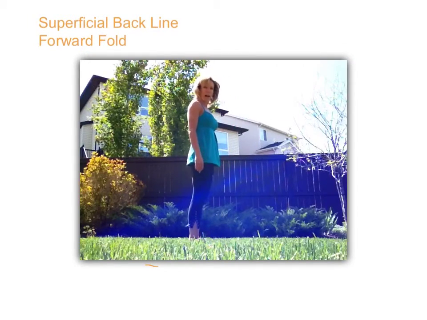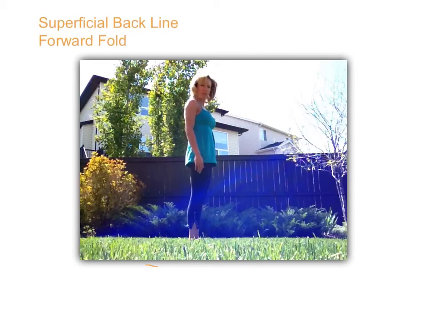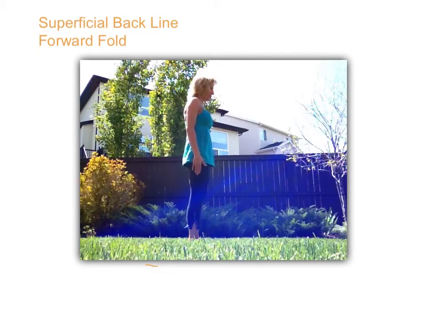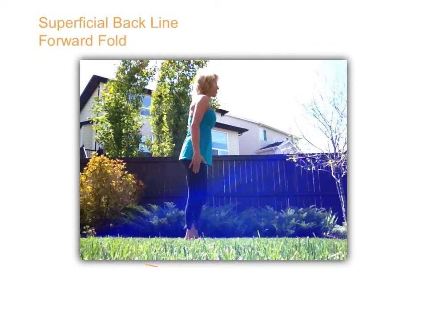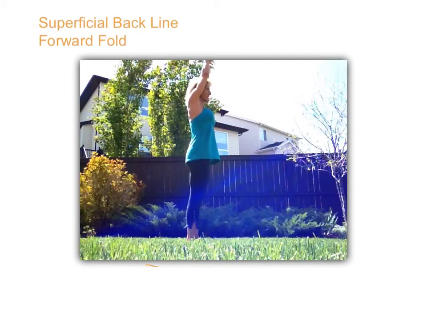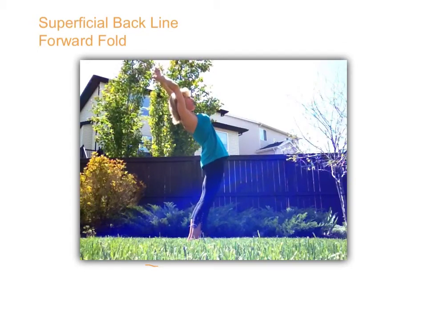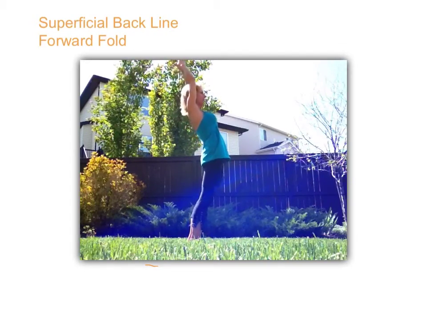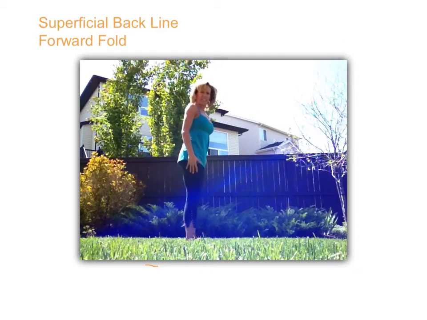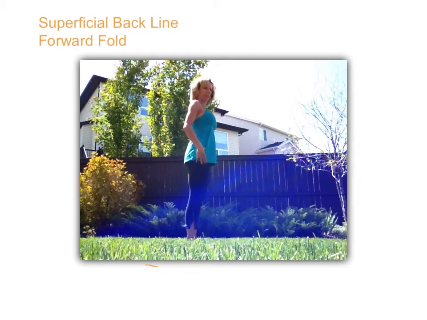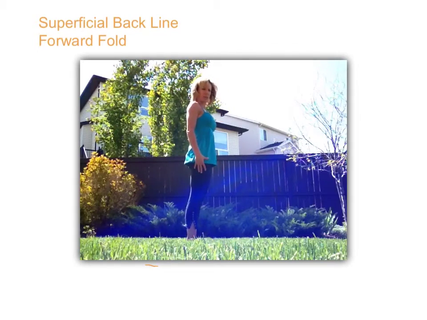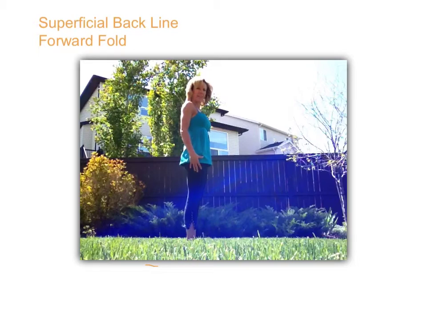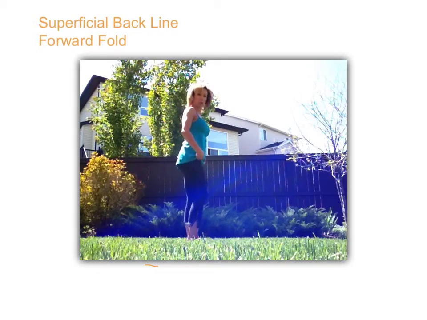The superficial back line. The movement function of the superficial back line is to flex at the knee and at the ankle, and also to create extension and hyperextension through the spine and hips. Posturally, it acts to keep our body from curling over into flexion and also keeps us in an upright position. An example of a way to stretch the superficial back line would be to do a forward fold.